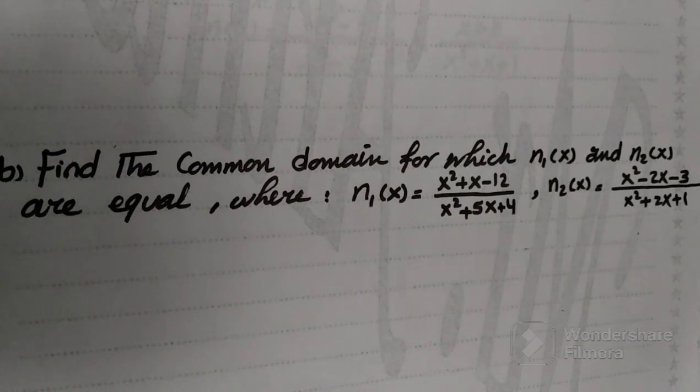Another question. Find the common domain for which n1 of x and n2 of x are equal, where n1 of x equals x squared plus x minus 12 over x squared plus 5x plus 4, and n2 of x equals x squared minus 2x minus 3 over x squared plus 2x plus 1.